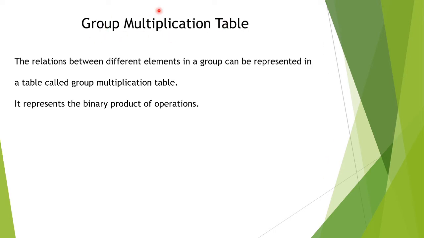Okay, just as the word indicates, it's multiplication. We are multiplying two symmetry operations. A group multiplication table represents the relation between different elements in a group, and it is all represented in a table. So it is called a group multiplication table, and it consists of binary product of operations.